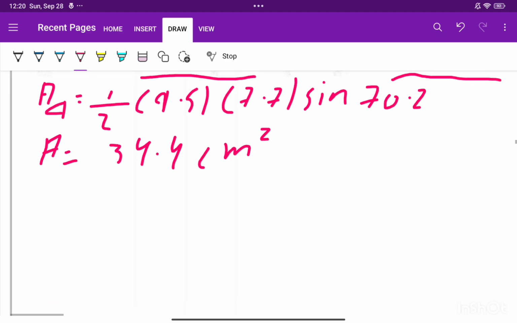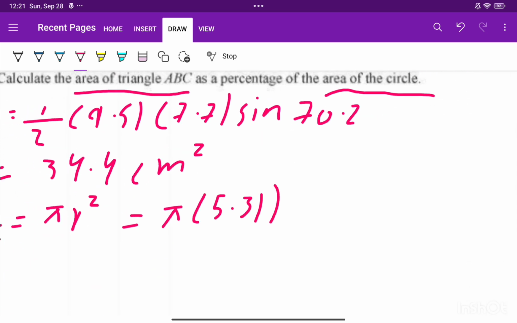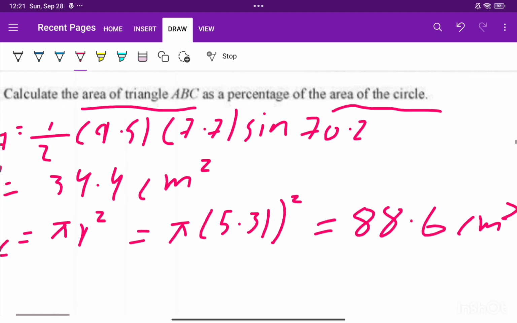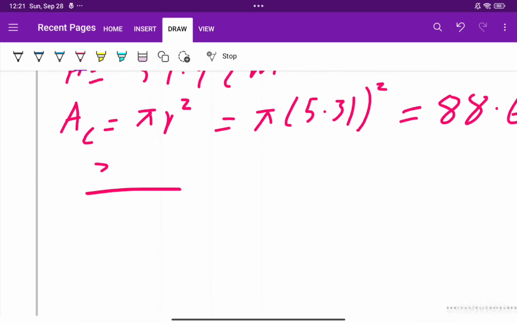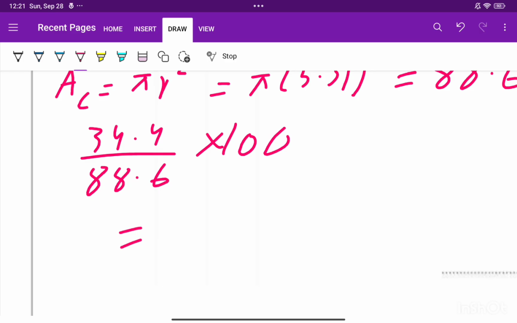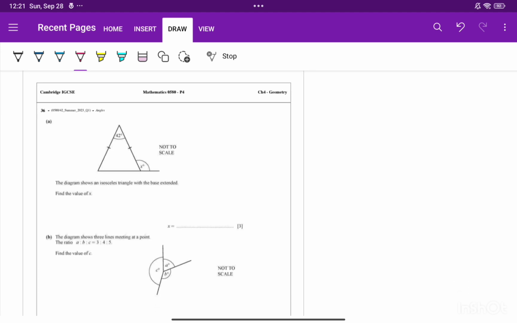Now we have to find the area of the circle, and the formula is pi r squared, and we already found the radius, which was 5.31. So 5.31 squared, so our answer was 88.6 centimeters squared. Now we have to find the area of the triangle as a percentage of the area of the circle. So we can do 34.4 divided by 88.6 multiplied by 100, correct to one decimal place. So the answer will be 38.8 percent. Our answer. Let's move to the next question, question number 36.